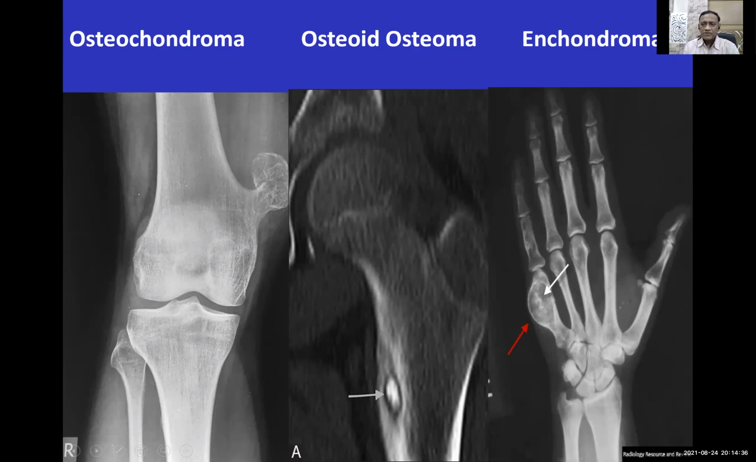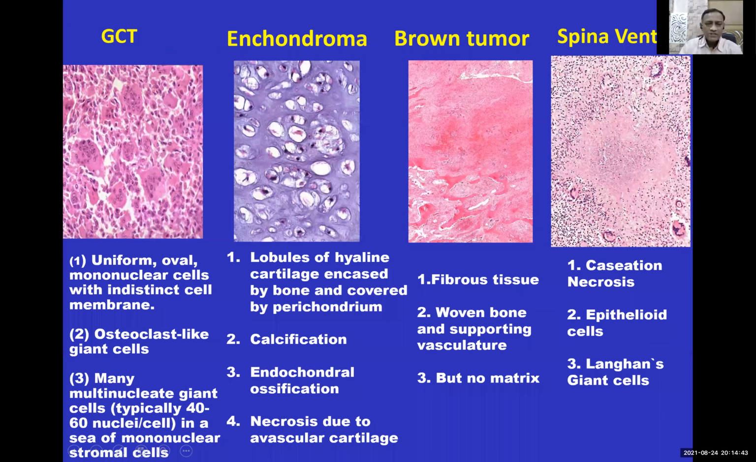Then sometimes they may ask you how will you differentiate between these four tumors, because most of the time they are seen in the fingers. So in GCT, histologically they are uniform oval mononuclear cells with indistinct cell membrane, osteoclast-like giant cells, and many multinuclear giant cells in the sea of mononuclear stromal cells. In enchondroma, there are lobules of hyaline cartilage encased by bone or covered by the perichondrium. There are areas of calcification, endochondral ossification, and also necrosis.